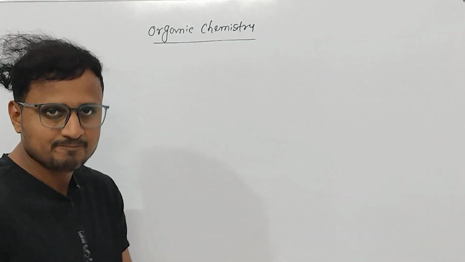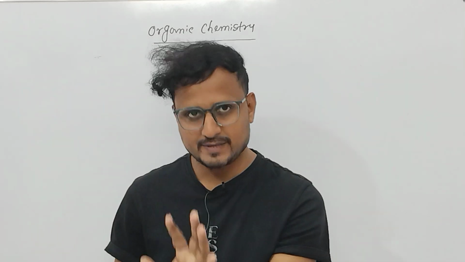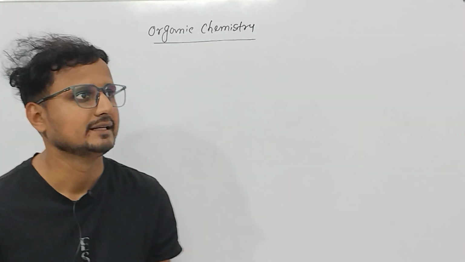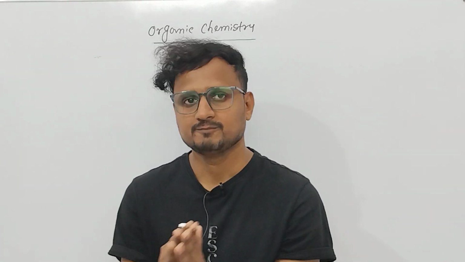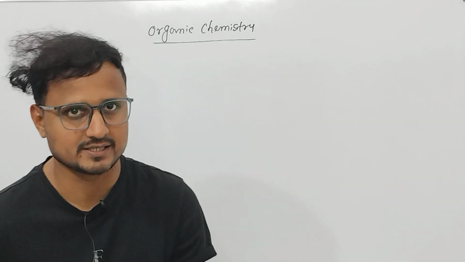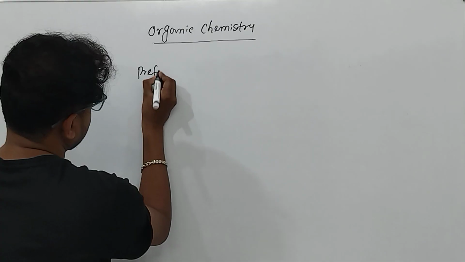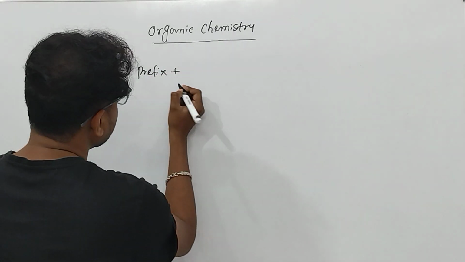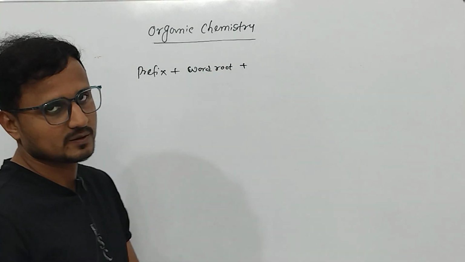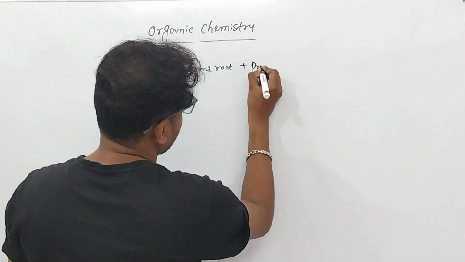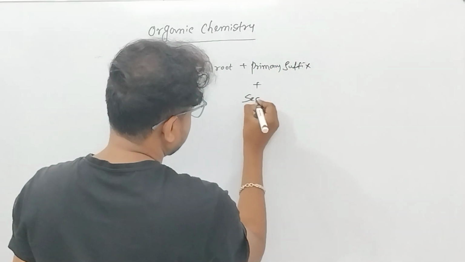I think these parts we know. The IUPAC nomenclature normally depends on the number of carbons and what type of bond is present. Okay, and before we write the IUPAC naming, we have to know the sequence, how to write. First of all, we will write the prefix. Then we will go for the word root. Okay, then we will go for the primary suffix. Then we will write the secondary suffix.